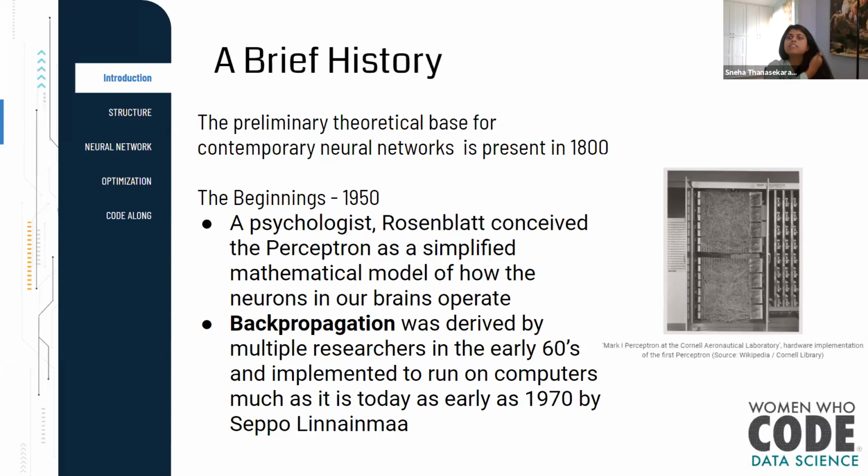A computer was built that could approximate a function given known inputs and outputs. Soon enough, backpropagation was discovered by multiple researchers in the 60s and implemented to run on computers as early as the 1970s. You can see in the side image here how a physical perceptron looked in the 1950s. After that, around 1970 is where much skepticism around the limitations of a perceptron was observed. And slowly, many researchers called this approach to AI a dead end, and it slowly lost interest.